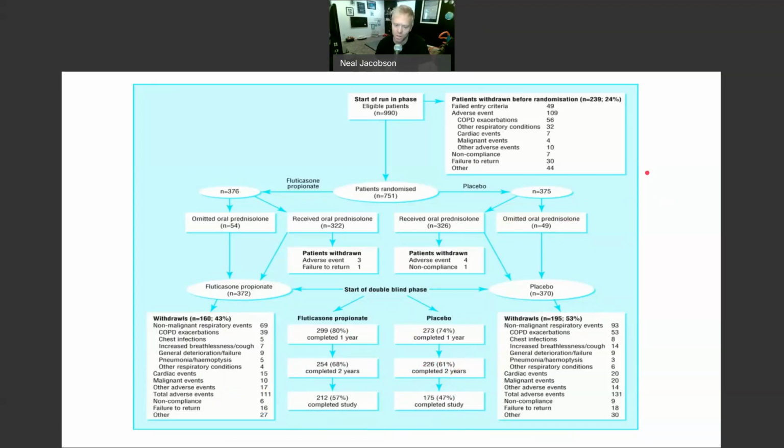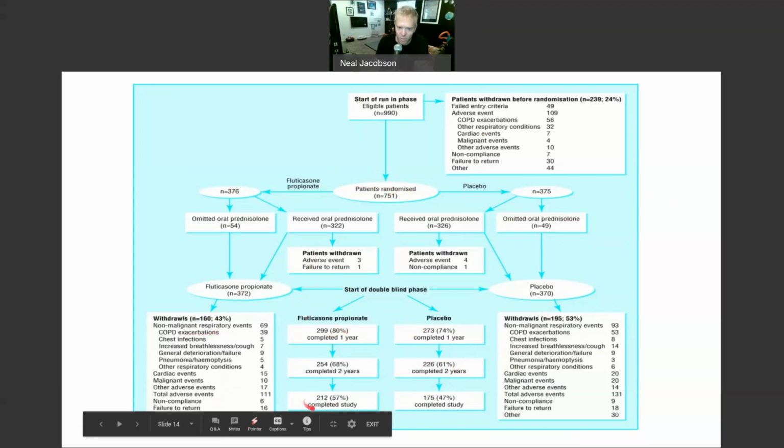So it shows you that there's a lot of nuance in science itself, meaning, you start with 990 people, split into two groups of 375, and then when you're done, you end up with only like 212 and 175 people finishing the study in each group. So that's pretty crazy if you think about it.